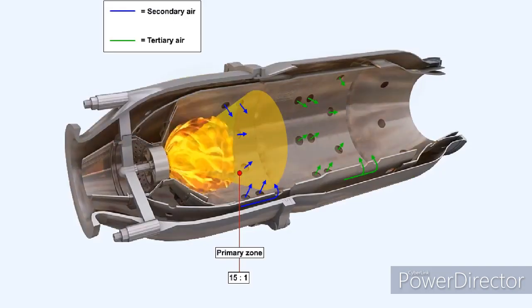The fuel and air are therefore mixed and burnt in the primary zone of the combustion chamber in the ratio of approximately 15 units of air to 1 unit of fuel by weight. The addition of secondary and tertiary air will, however, dilute the mixture, to the extent that the overall ratio may vary from between 45:1 to as weak as 130:1.